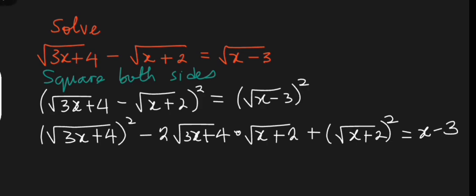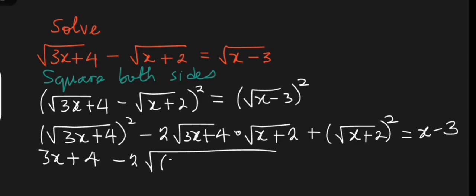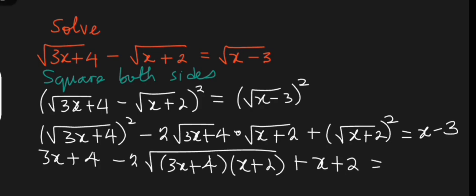Then simplifying further, for the square of the square root of 3x plus 4, we have 3x plus 4. Then the middle term becomes minus 2 times a bigger square root now, because both expressions in the square root can be combined. That's 3x plus 4 times x plus 2. And the final term on the left hand side is going to be x plus 2. That's equal to x minus 3.